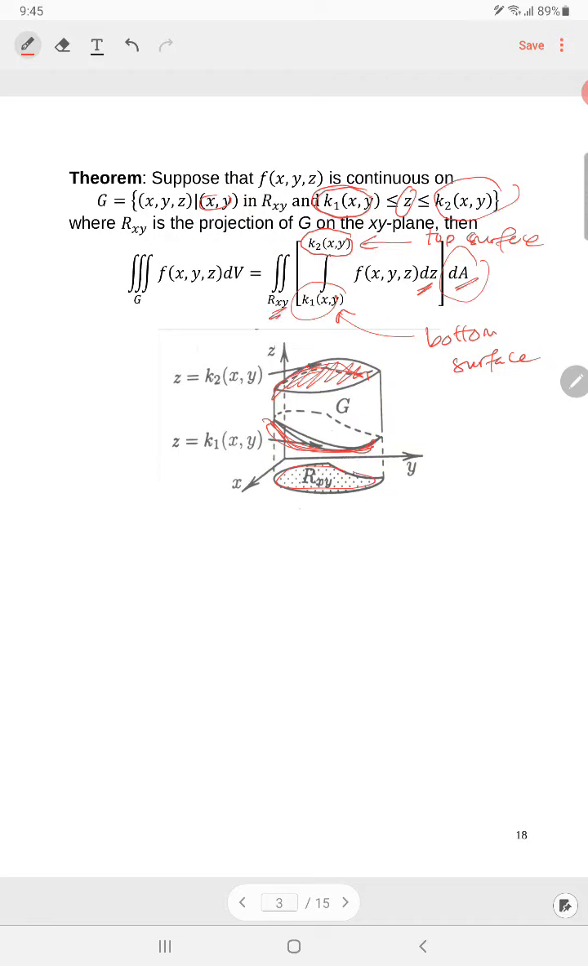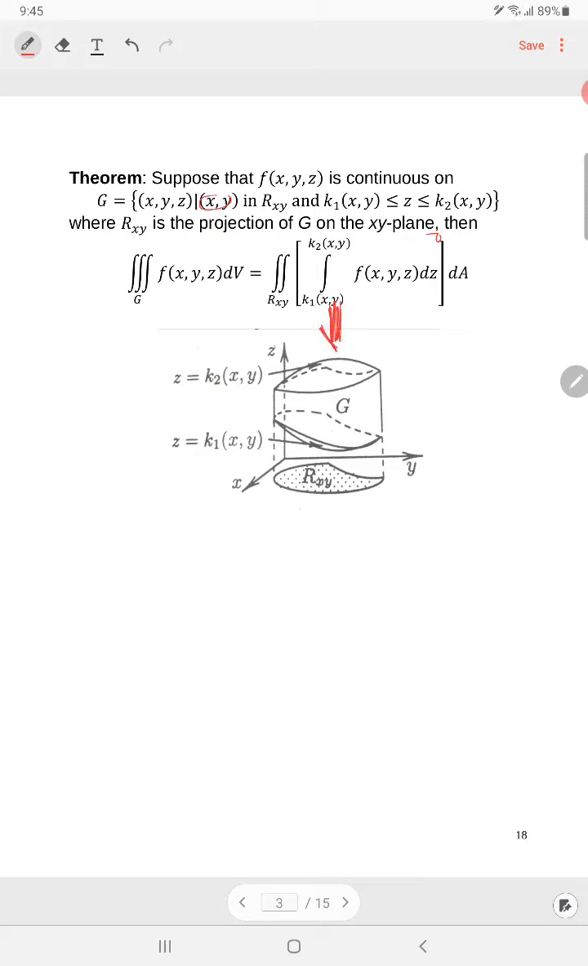It's like you're putting a torchlight on top of the solid, like here you're putting a torchlight above the solid. Then R here would be the shadow of your solid on the xy plane. So we have R on the xy plane as the projection of your solid G on the xy plane. So the order of integration does matter.